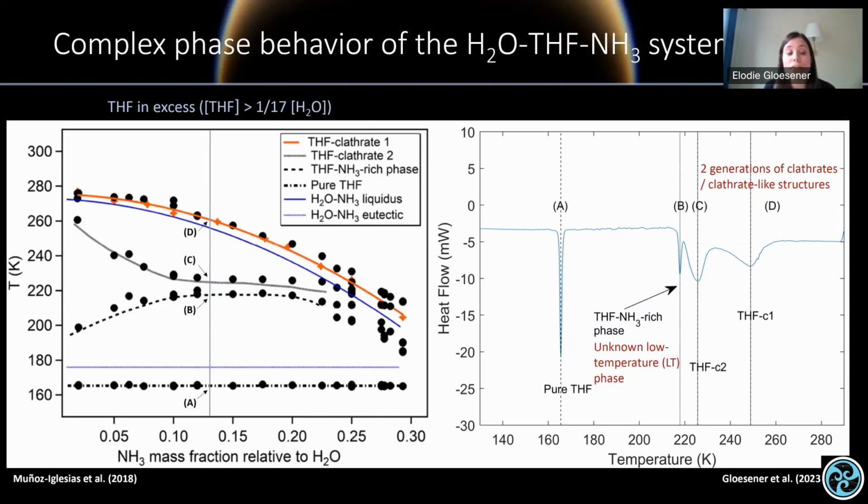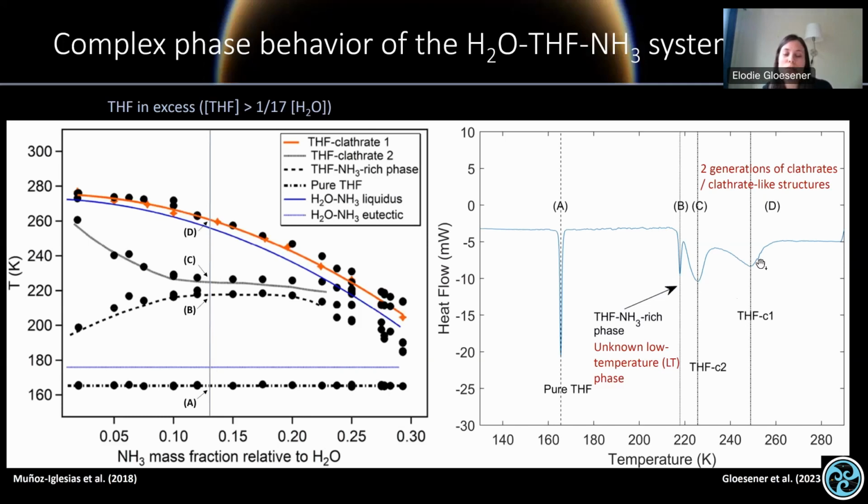on mass balance calculations. And here on the right, you can see the thermogram of the system with 13 weight% of ammonia. So that corresponds to the vertical line here on the phase diagram. And each endothermic peak corresponds to a phase transition. So for the peak here around 165 Kelvin, it corresponds to the melting of solid THF, because as I mentioned, we have THF in excess in the system, so that's normal that at cold temperature you have solid THF.